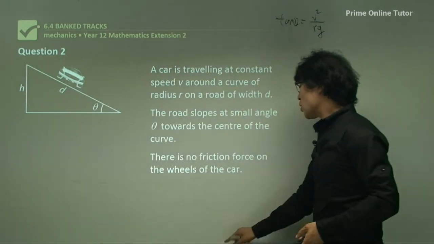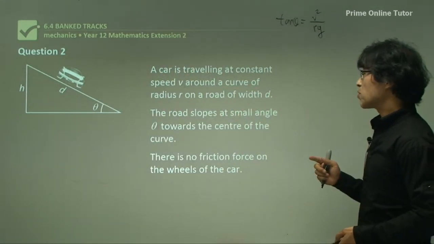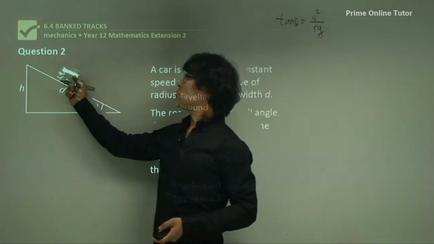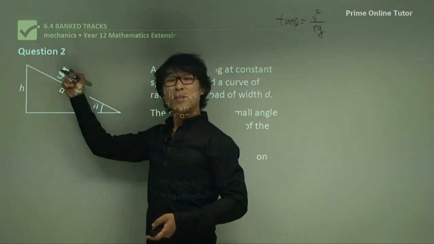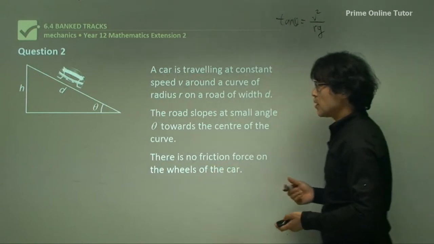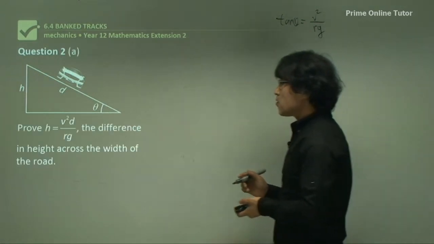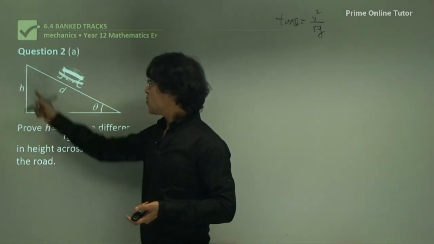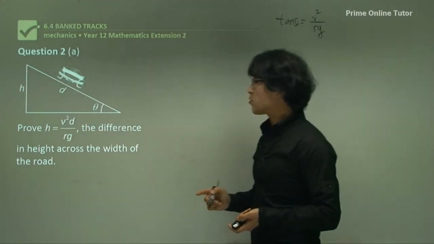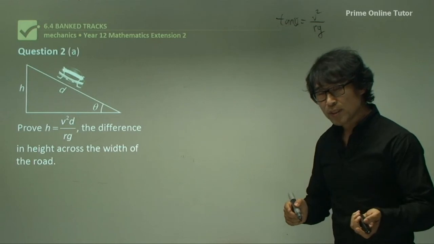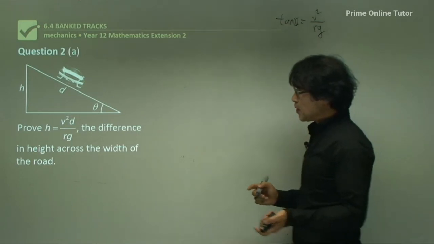Now there's no friction force on the wheels of the car, so it is not tending to move upward, not tending to move downward. Okay, so it's a kind of normal situation here. The first question is prove this height is v squared d divided by rg. Okay, how do you do?